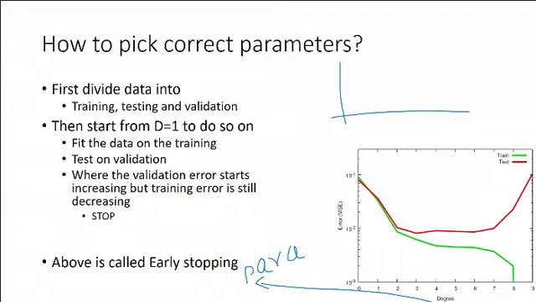It is possible that your testing error decreases while your training error decreases and then becomes static.